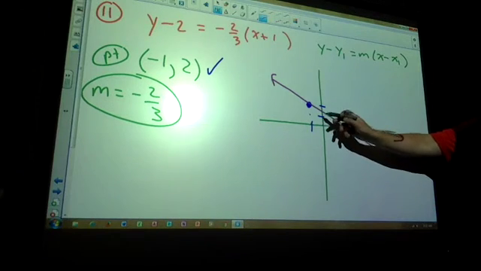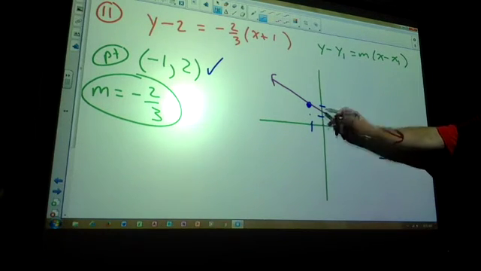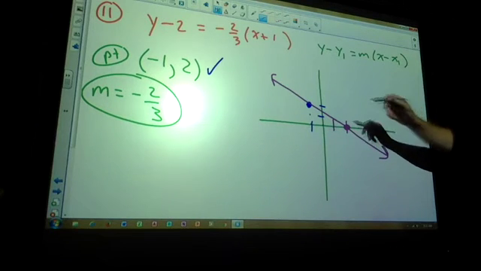Look at where it crosses the y-intercept. That looks like it's between 1 and 2. What do you think? 1.5. 1.5? Let's see if they're right.